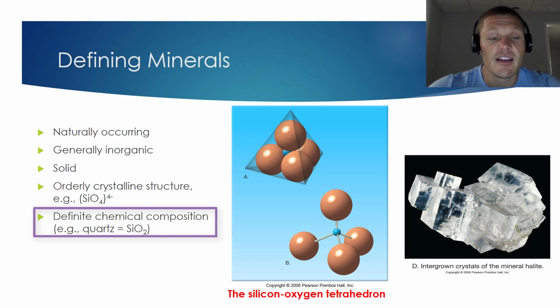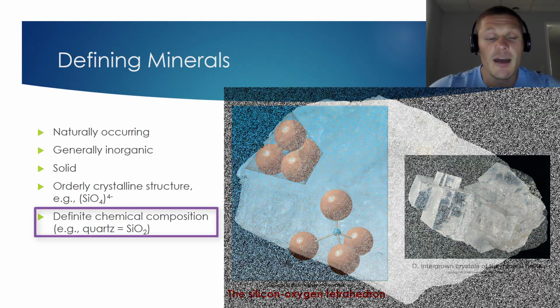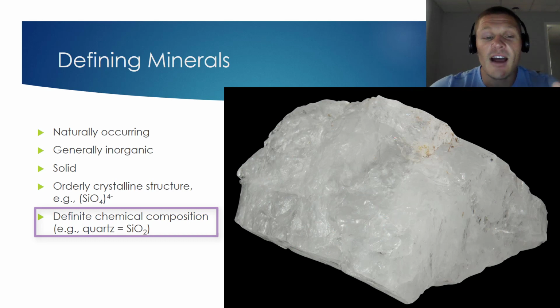Minerals also have to have a definite chemical composition. As an example, the chemical formula for quartz is SiO2, silicon dioxide. Essentially what I'm saying is you have to be able to write a chemical formula for the mineral in question.